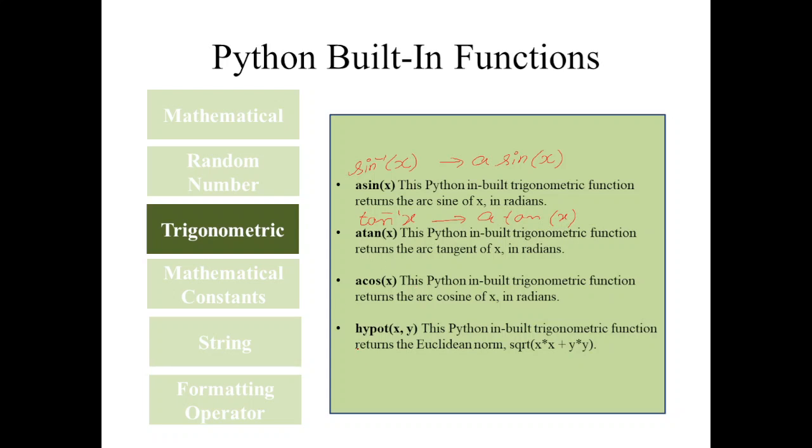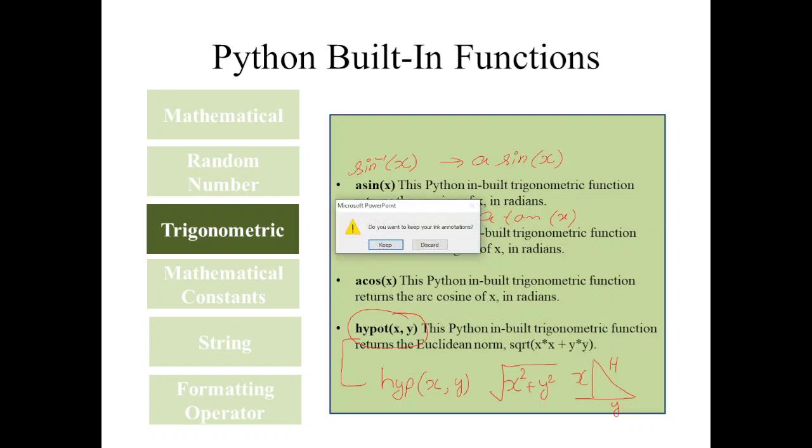The last function is hypot, the hypotenuse. It is used to calculate the hypotenuse. For example, we have a triangle in which the base is x and the perpendicular is y, and we want to find the hypotenuse. Then what will we do? We simply use this function hypot. It will calculate from the Pythagoras theorem, as the square root of x square plus y square. So these are some important trigonometric built-in functions which are stored in the math module.